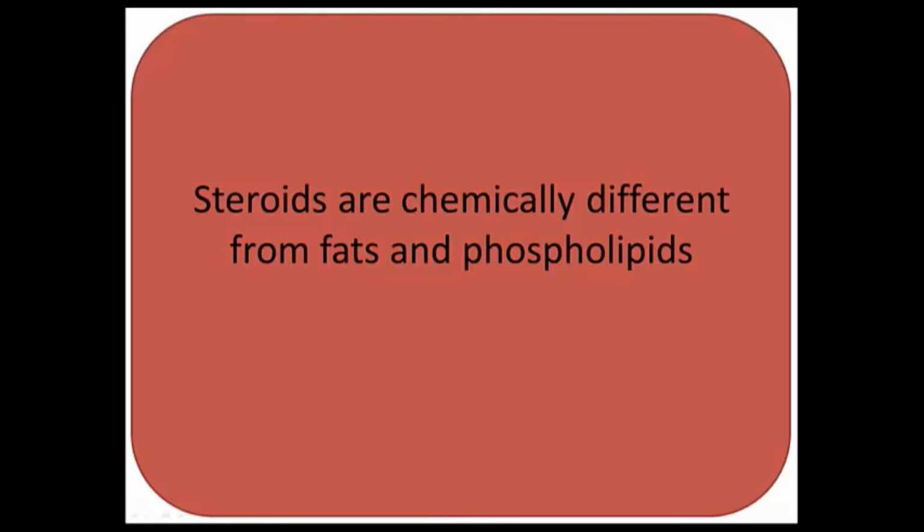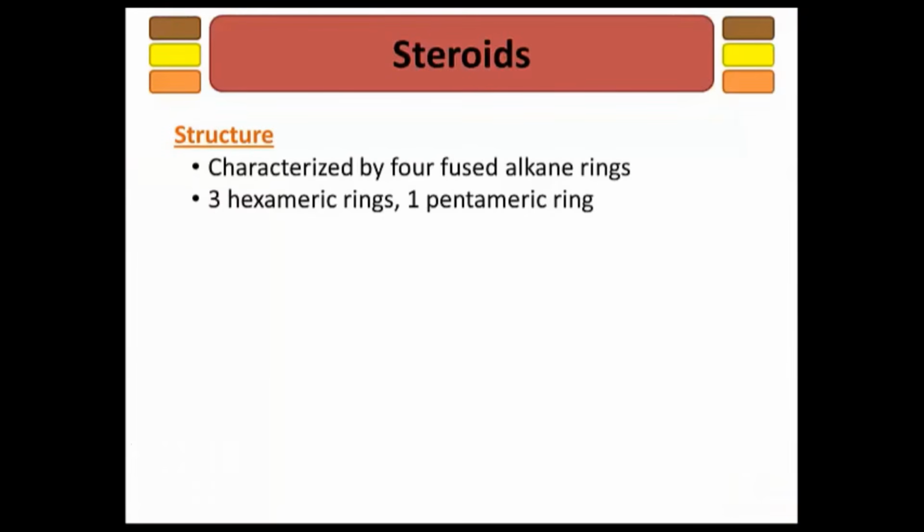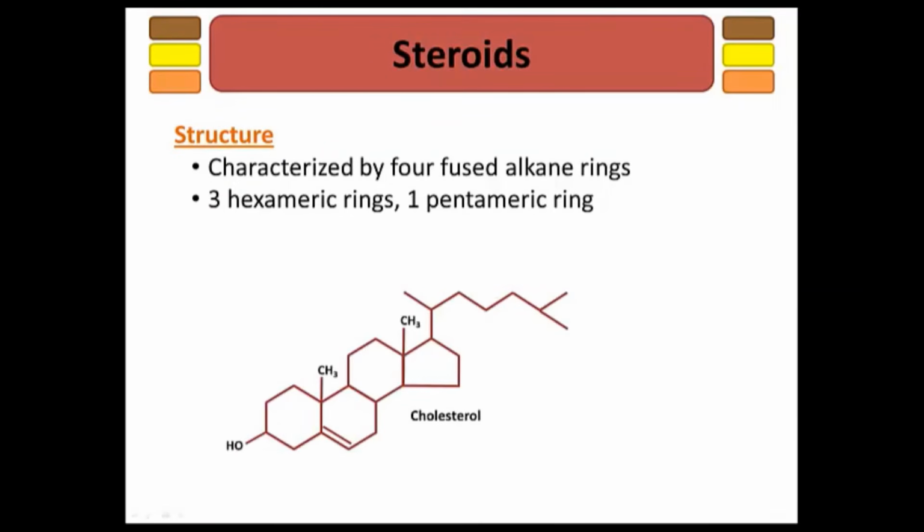Fats and phospholipids both share a glycerol backbone and fatty acid tails. Another group of lipids, called the steroids, are chemically different. We will give a brief overview of this family of lipids by discussing their common chemical structure and by giving various examples that illustrate their function. The steroids are characterized by a set of 4 hydrocarbon rings that are fused together. There are 3 hexameric rings and 1 pentameric ring.